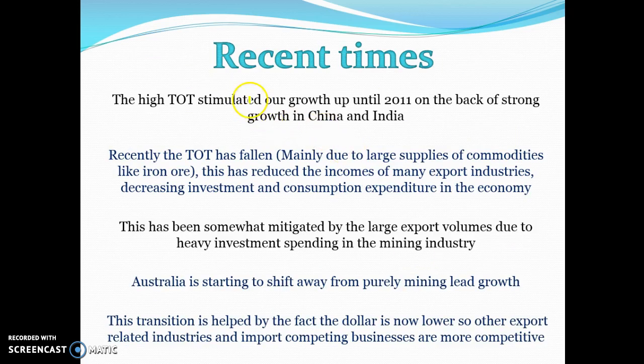Okay, so our high terms of trade stimulated growth up until 2011. Recently, the terms of trade has fallen, mainly due to large supplies and increased investment spending. This has reduced incomes of many export industries, decreased investment, and decreased consumption expenditure. Some of this has been mitigated by the high volumes, but it's not as good as it was during the height of the mining boom.